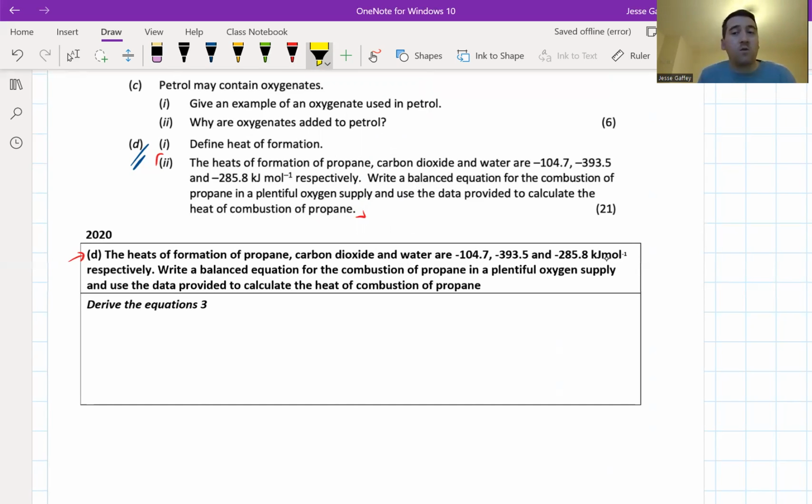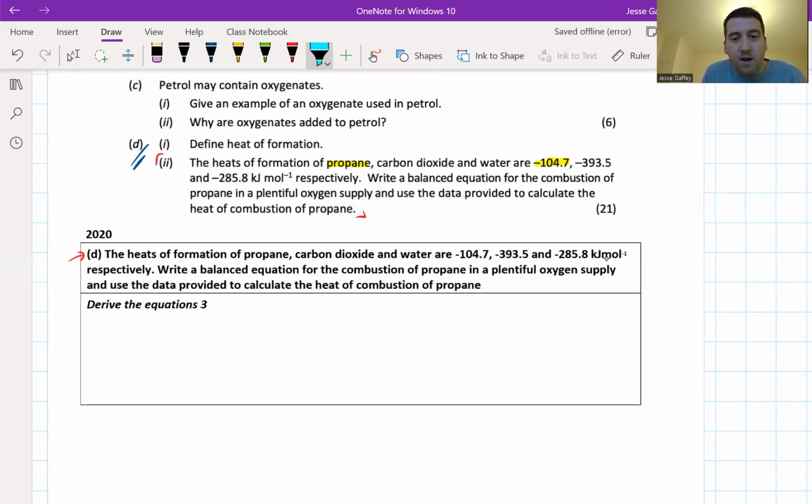Now, this can go wrong with students matching the wrong numbers with the wrong names. So the very first thing I do, I never use highlighters that much, but definitely in this question, it's helpful to use a highlighter. So I'm highlighting here propane and the first number, because the first number goes with the first name. So in this case, minus 104.7 is the heat of formation of propane. Then using a different highlighter, I suggest you do this too.